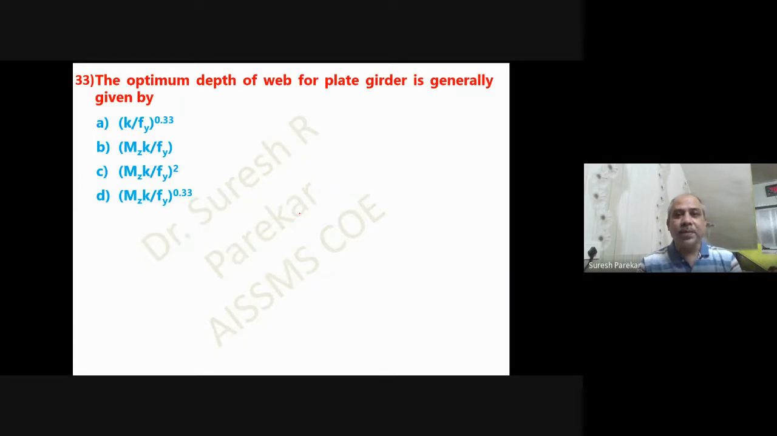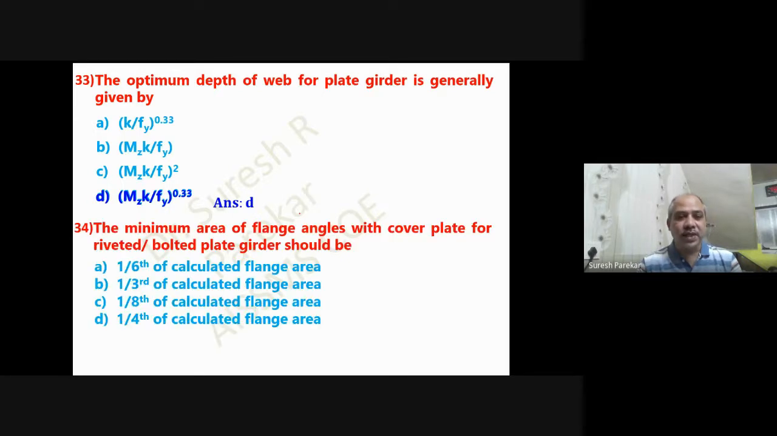The optimum depth of web for plate girder is generally given by this formula: M z k upon fy to the power 0.3. That is by taking the derivative with respect to weight. The minimum area of flange angles with cover plate for riveted bolted plate girder should be 1/3 of the calculated flange area.